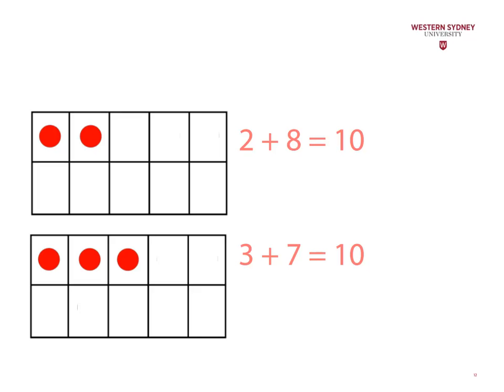In this second example, 3 plus 7, we remember commutativity. Remember, that means that no matter which way I order the numbers, I get the same result. So in this instance, I want children to realise that 3 plus 7 is the same as 7 plus 3.